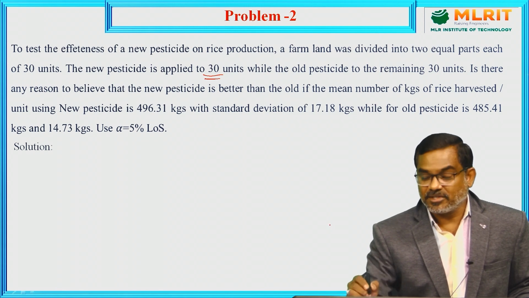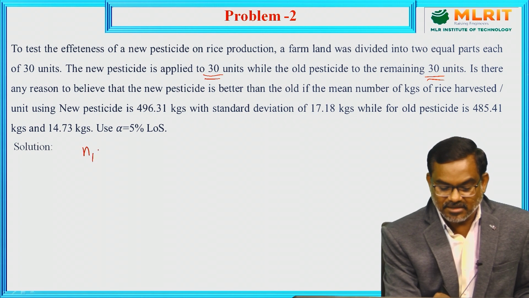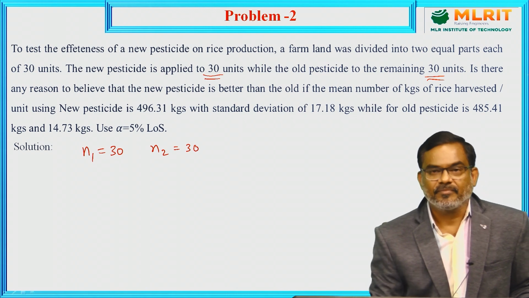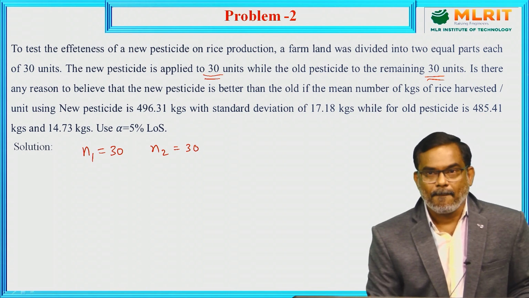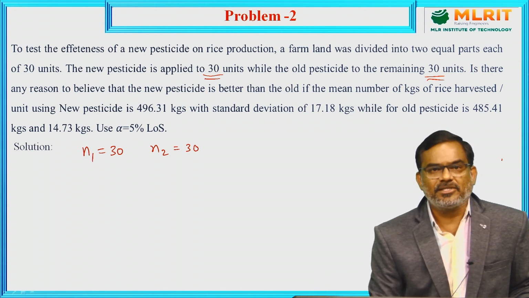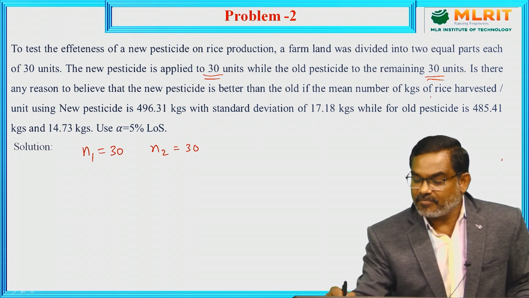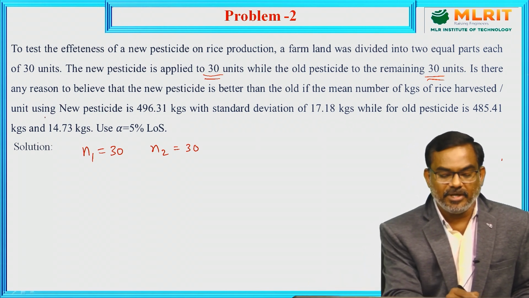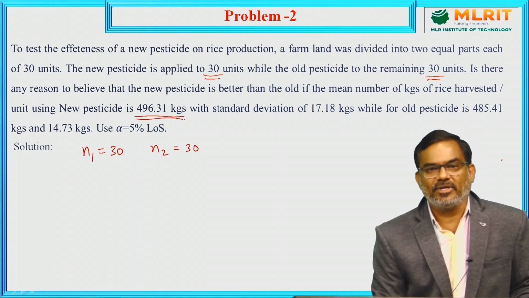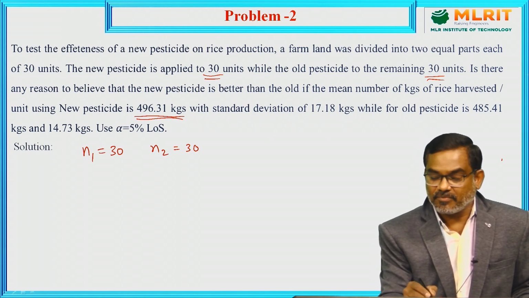while the old pesticide to the remaining 30 units. So, this 30-30 gives the size of the sample. N1 is 30, N2 is 30. First sample and second sample. Now the question is, is there any reason to believe that the new pesticide is better than the old? If the mean number of kilograms of rice harvested per unit using the new pesticide is 496.31 kilograms. So, using the new pesticide, the mean kilograms of rice harvested is given.